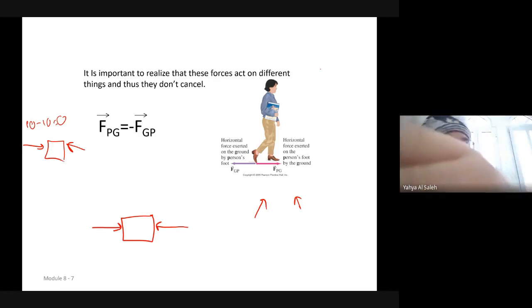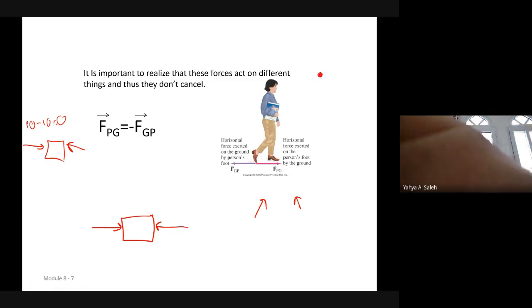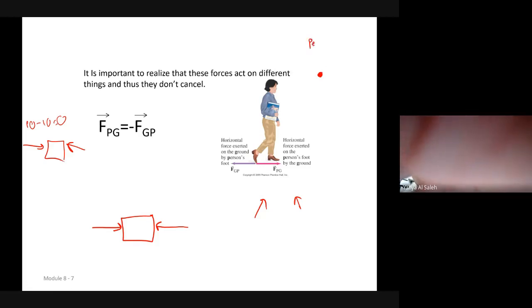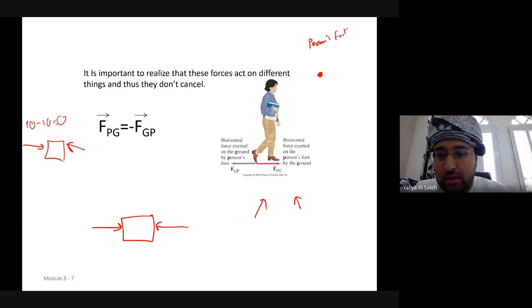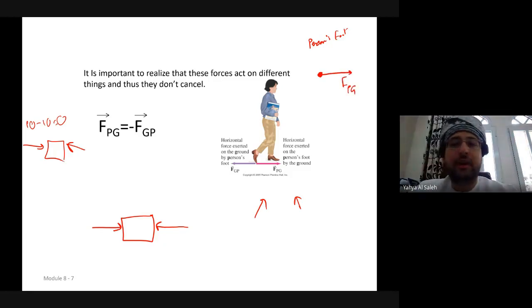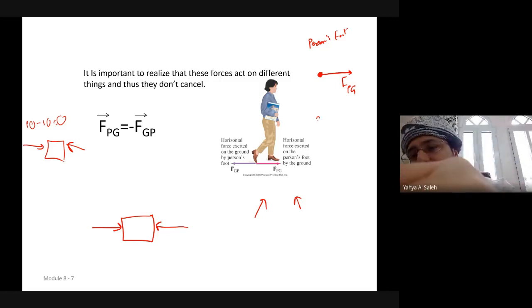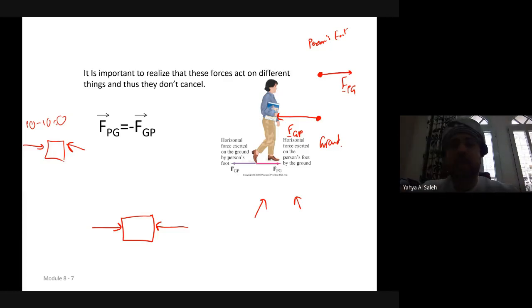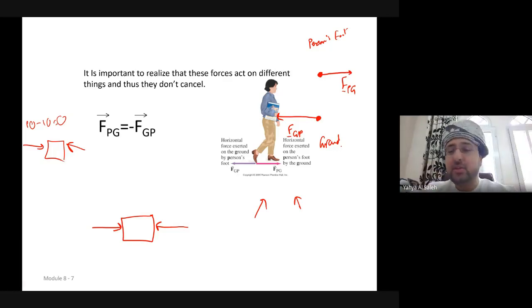So if I am drawing a free body diagram for the person's foot, I am only going to have this. I am not going to have any other thing. On the other hand, if I do a free body diagram for the ground, I am only going to have this, FGP. I'm not going to have FPG. And this is why they don't cancel out.